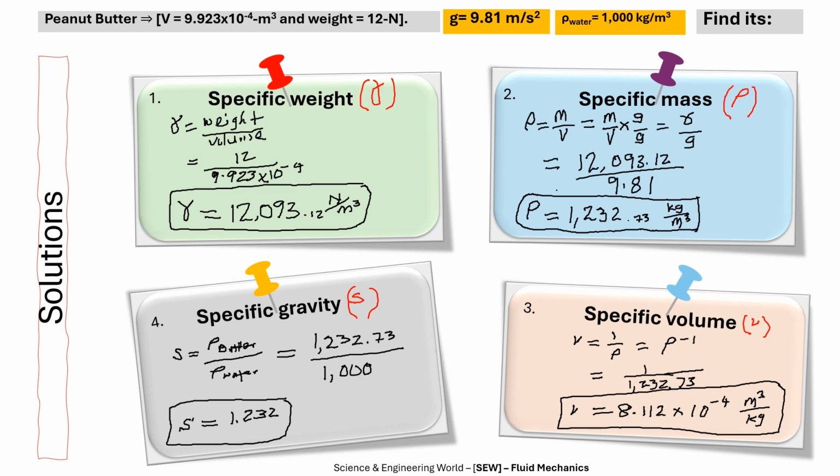Specific gravity of water itself will be 1, because it's going to be density of water by density of water, that's going to be 1. From here we can see that the peanut butter is slightly heavier than water.